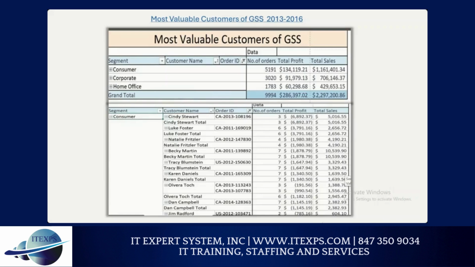So now here we'll talk about the most valuable customer. To find out the valuable customer, we have segments. There are 3 types of segment: consumer, corporate, and home office. We have to find the information about each customer. To get that information, we'll use the order ID, number of orders, total profit, and total sales. It's a very big list of customers, so we couldn't fit each single customer's information. So we'll just present a sample of customers.